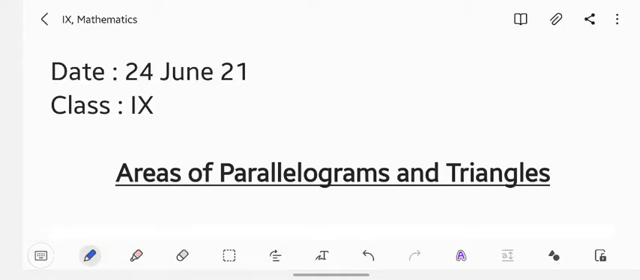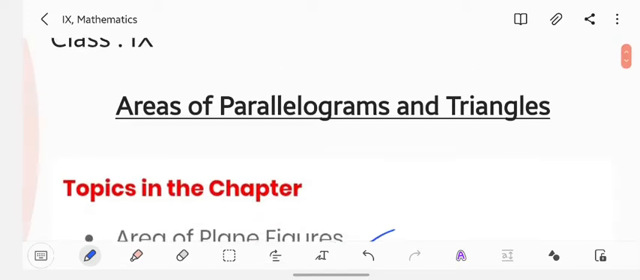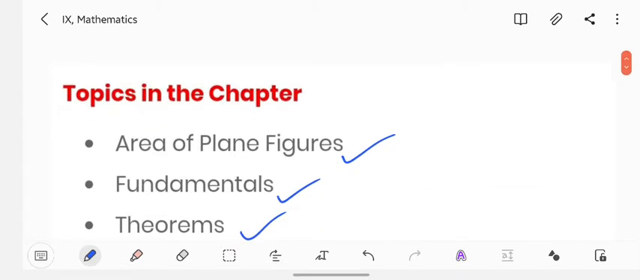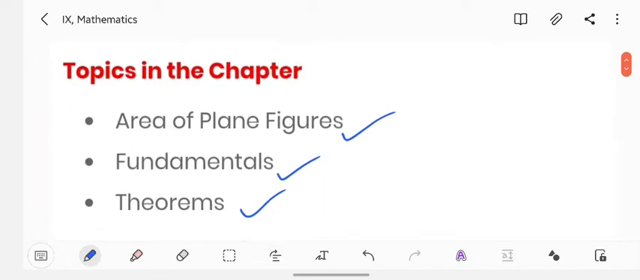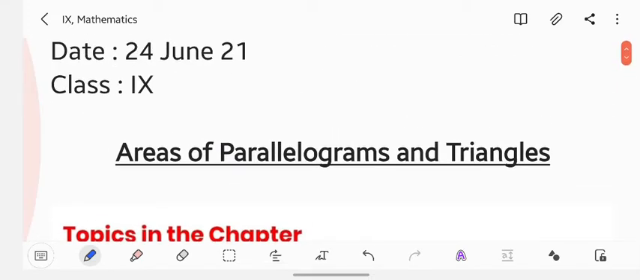Good morning, students. Today we are here with a very new chapter of mathematics, that is areas of parallelograms and triangles. In this chapter, you will learn about areas of plane figures, the fundamentals, including the areas of plane figures, and the theorems regarding the parallelograms and the triangles.